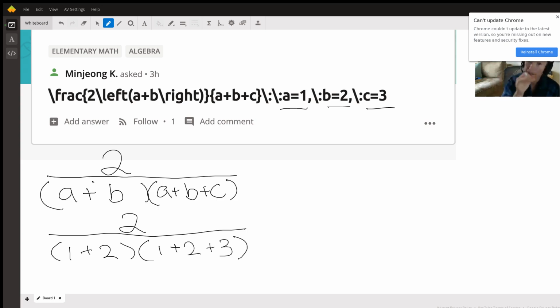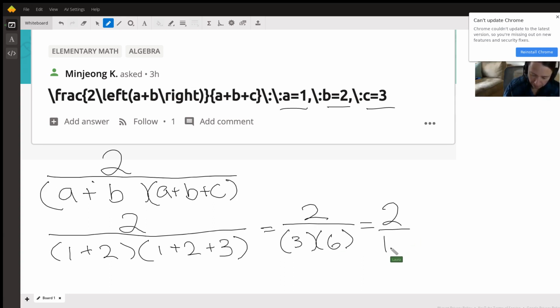But before I take that step and do the multiplication, I do need to add together what's inside the parentheses first. So that would be 2 over 3. 1 plus 2 plus 3 is 6. Had to think for a moment there. All right, now I've got 2 over 3 times 6, which is the same as 2 over 18.